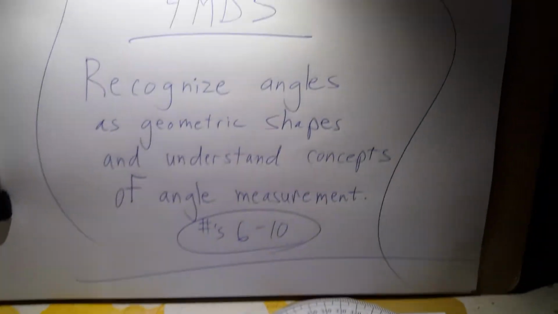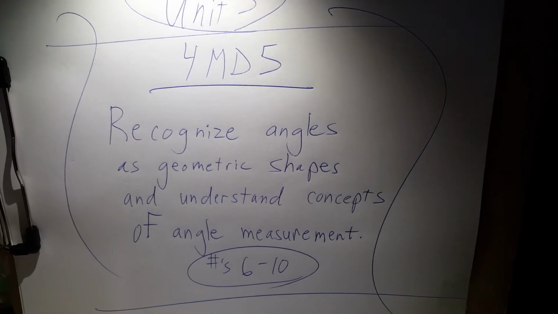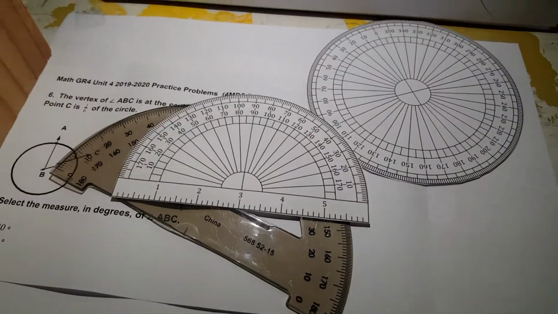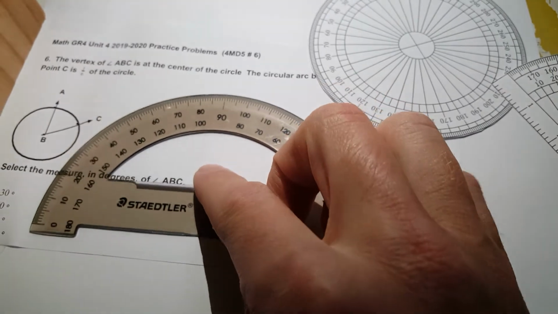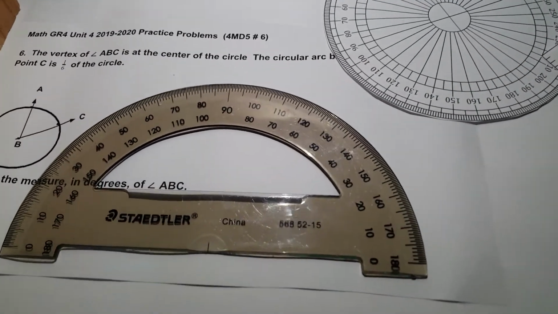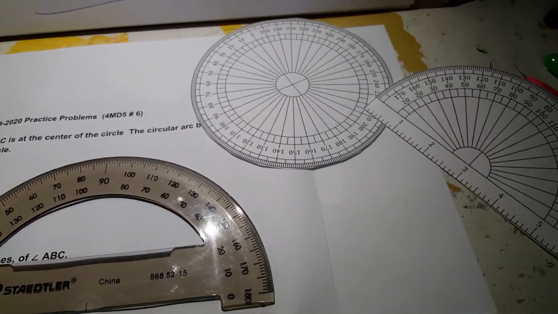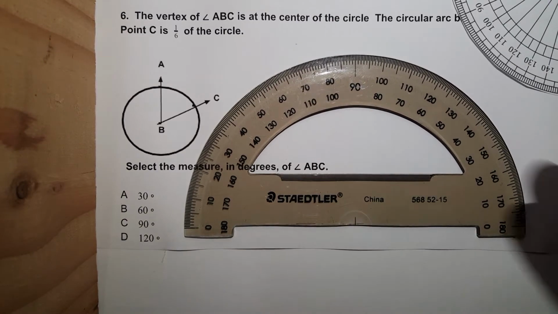Next standard of 4MD5 for Unit 5. Recognize angles as geometric shapes and understand concepts of angle measurement. So look at this. We have our protractor and some other examples, paper-wise, of course, because who doesn't love paper?